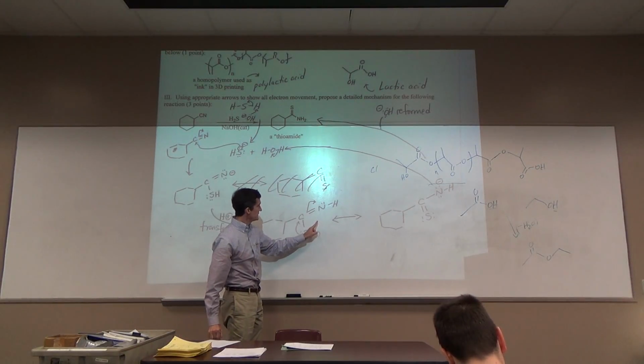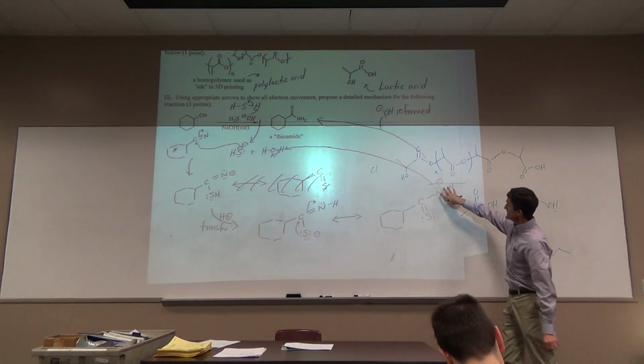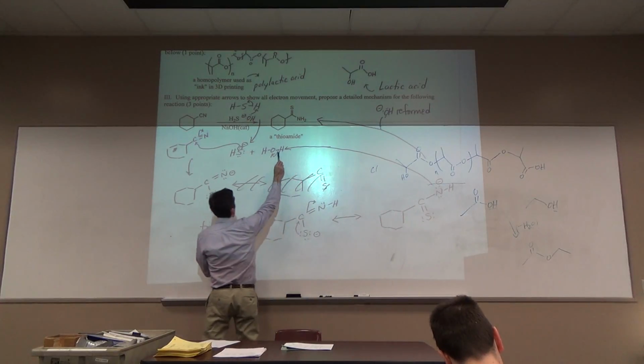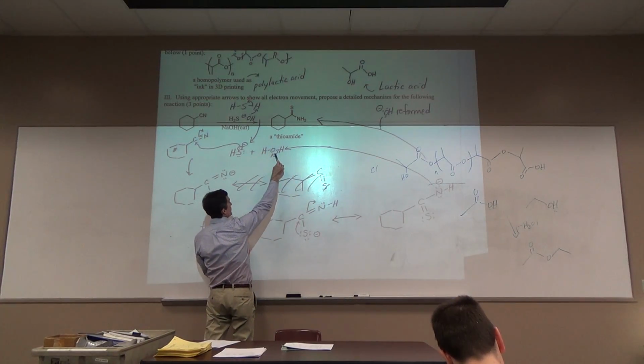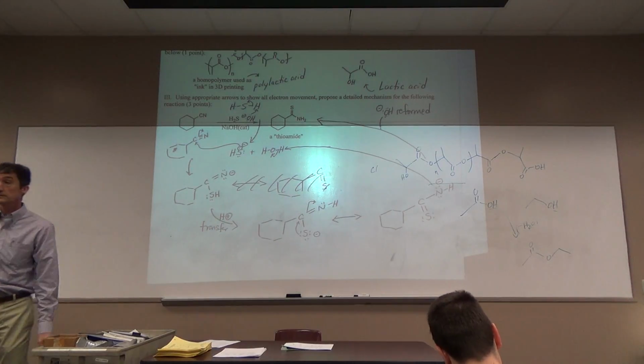Then we can do resonance and make the pi bond to sulfur. Get this anion. Then this anion needs to pick up an H. Well, we can take it back from water to give the final product. And when you take an H from water, you regenerate hydroxide, which was the catalyst.